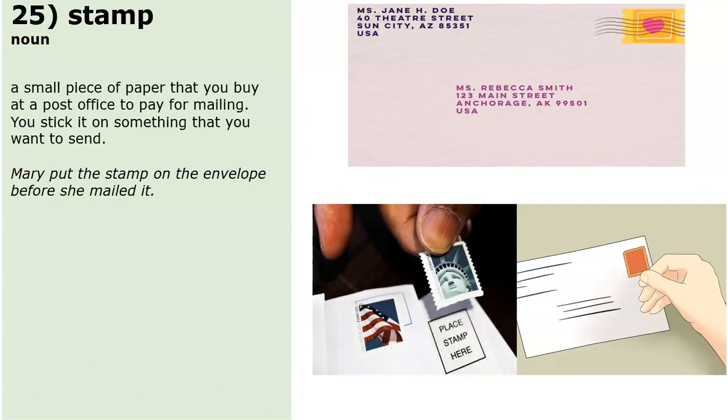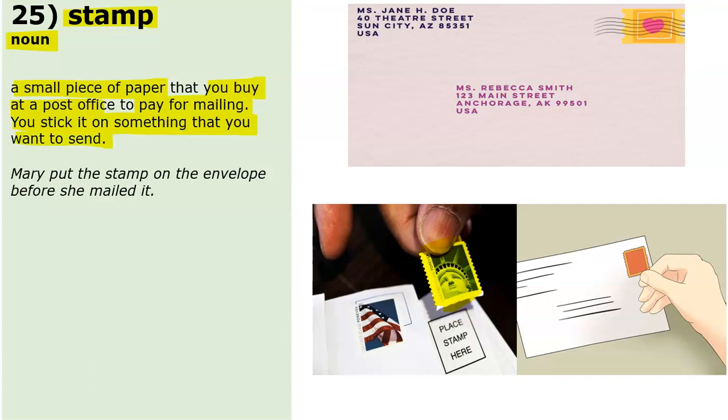Our next word is stamp. We've done stamp before, but we've done a verb for stamp where you make a movement with your foot to push your foot down. But this stamp is a noun, and this stamp is a small piece of paper, and it's usually a sticker like this that you buy at a post office to pay for the thing that you want to mail. And then you stick that sticker on the thing that you want to send.